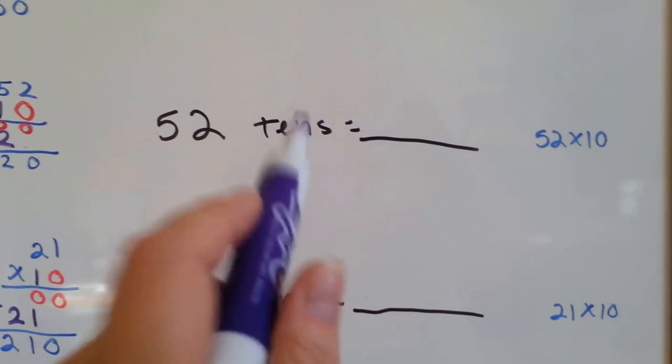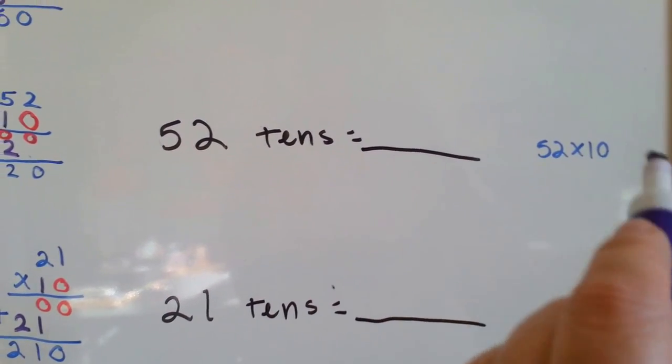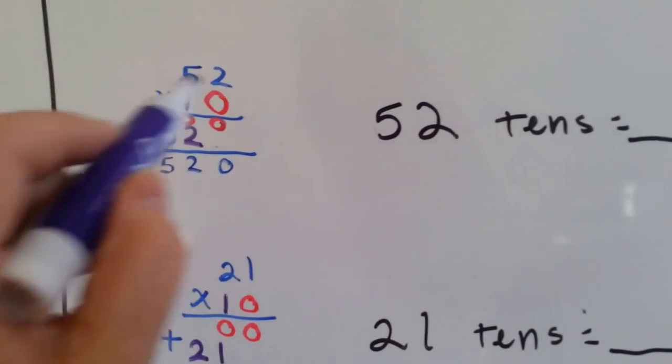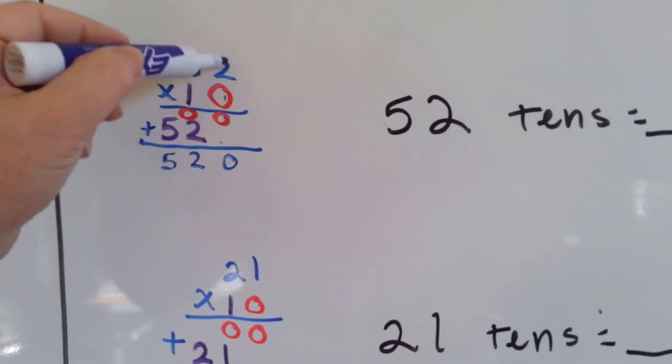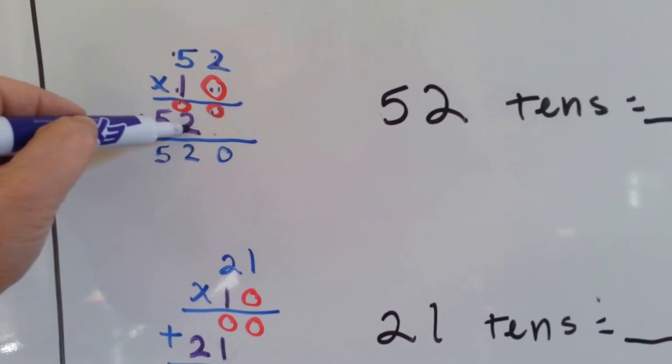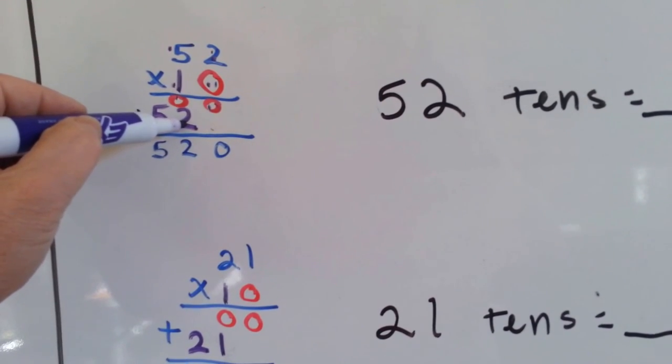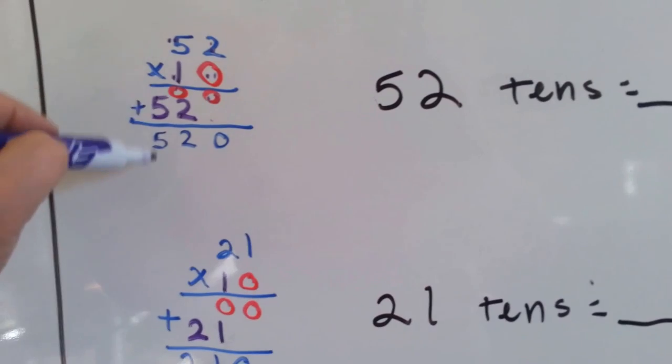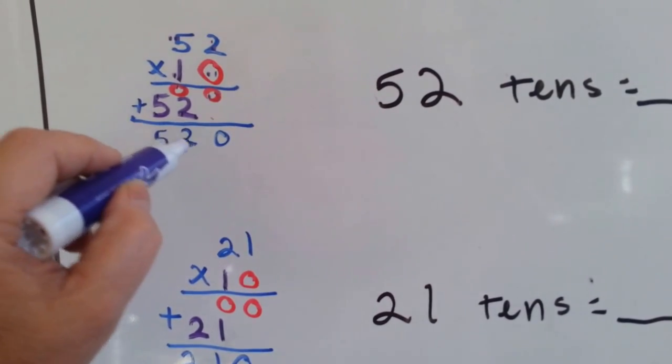See? Let's try this one. 52 tens is the same thing as 52 times 10. 52 times 10. 0 times 2 is 0. 0 times 5 is 0. 1 times 2, we move over to the 10 spot because we're multiplying in the tens. And then 1 times 5 is 5. We add them up and we get 520.